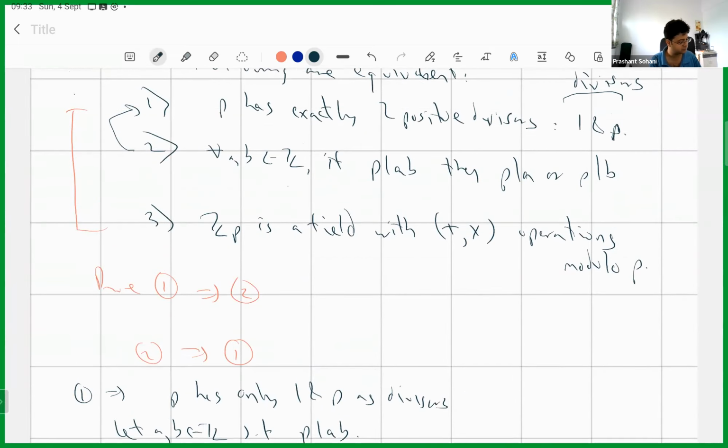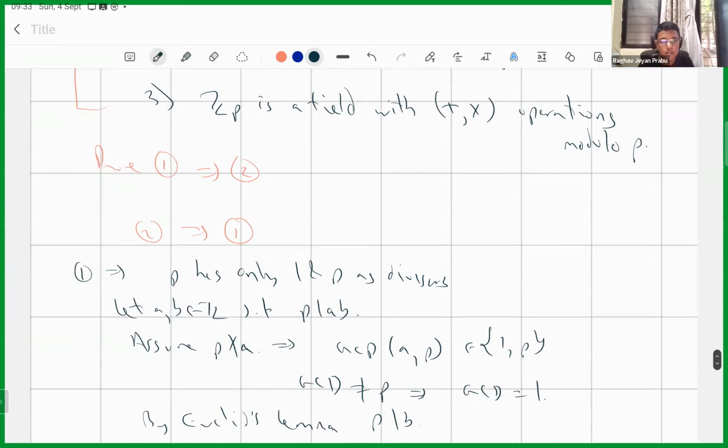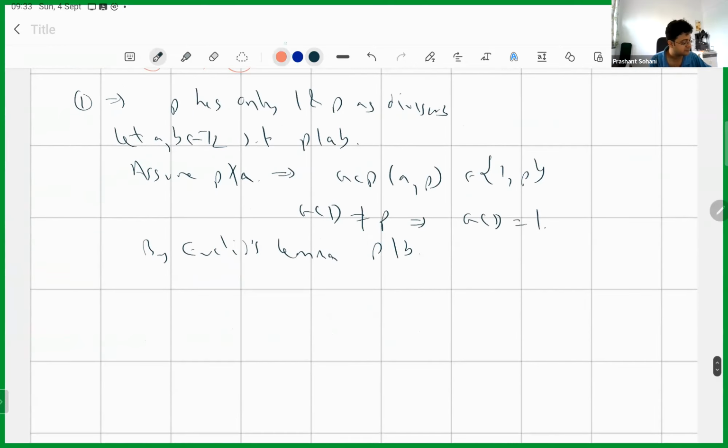Yes, Raghav. Yes, sir. So we know that I have proof for this. Why 2 implies 1. Yes, yes, tell me. We know that P divides P. And so we can write P divides P1 times P2, where P1, P2 are factors of P.